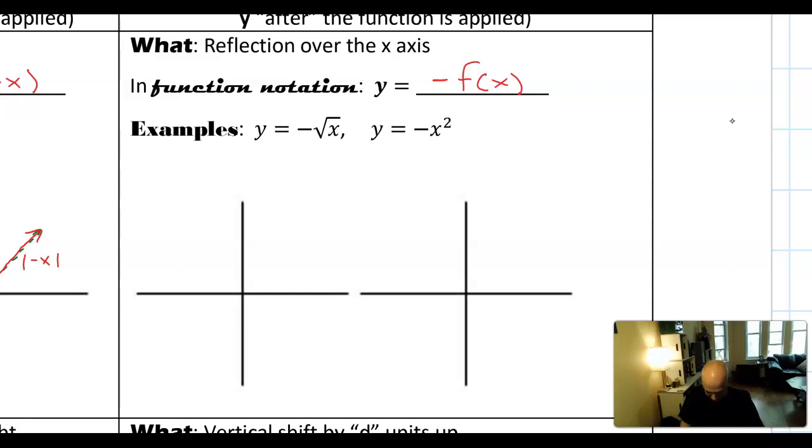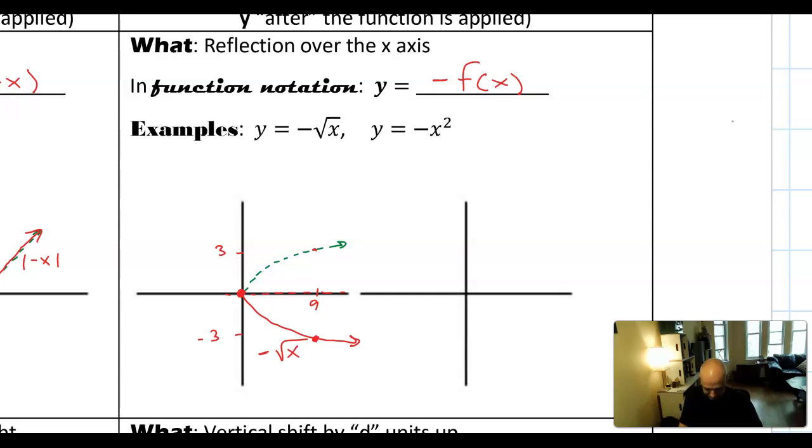Let's graph those. So for negative root x, I'll first sketch the parent. That would be the parent. And then the reflection of negative root x over the x-axis would take all the y values. So to say that this was the point 9 and 3, that point would map to 9 and -3. It would be down here. And every point on the graph would have this same property. So that will be reflected over the x-axis. This is the graph of negative square root of x.